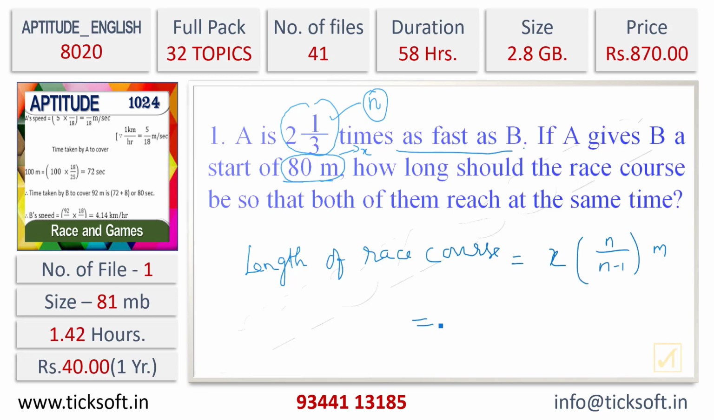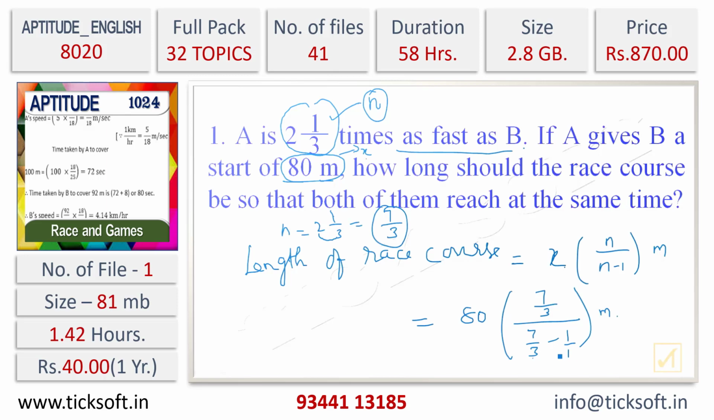So the length of the race course is equal to x into n/(n-1). The value of x is 80, and n is 2 1/3. If we multiply 3 and 2 we get 6, and 6 plus 1 is 7, so we get 7/3. Hence the value of n is 7/3, divided by n minus 1, which is 7/3 minus 1 meters. Now we have to simplify this one.